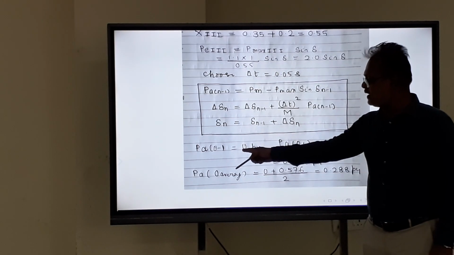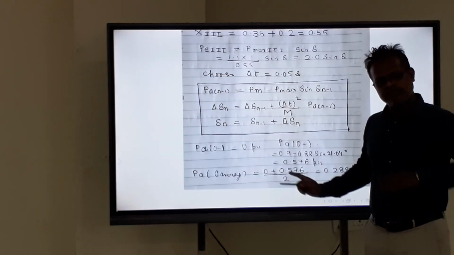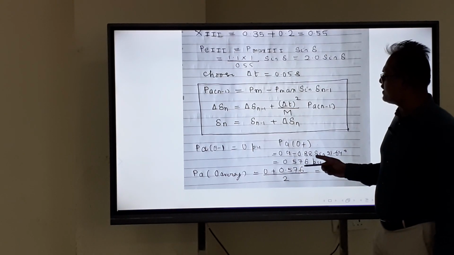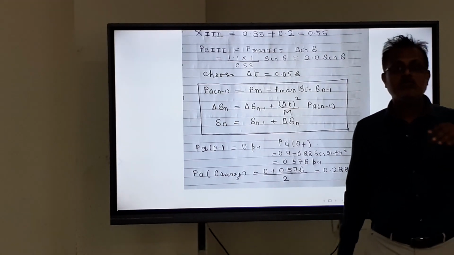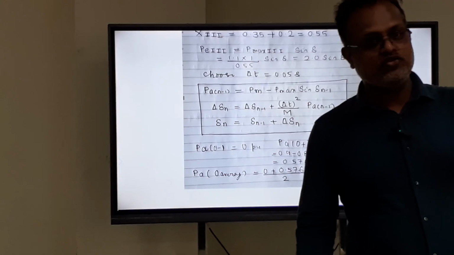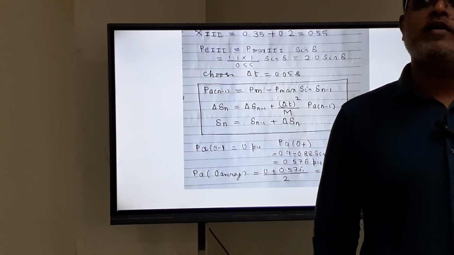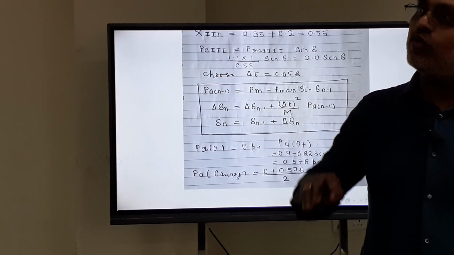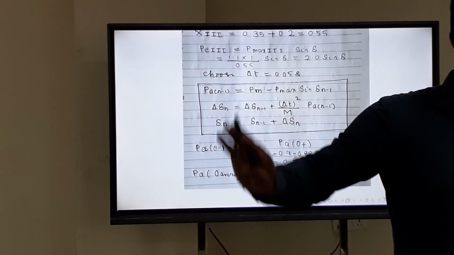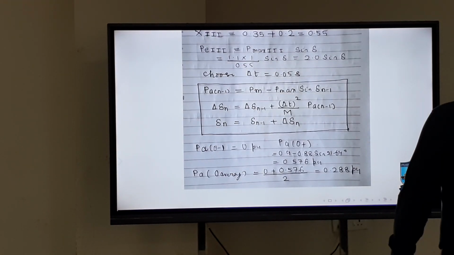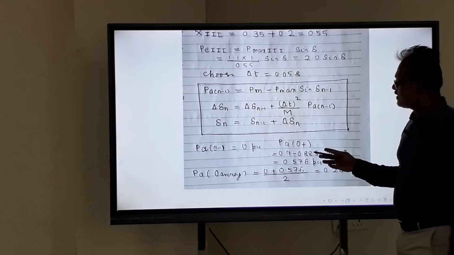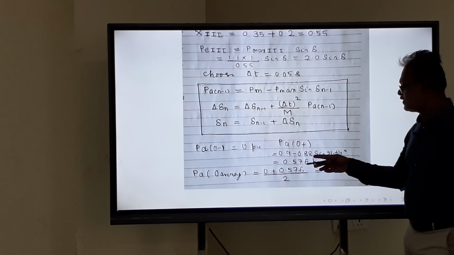accelerating power. Initially, at P0 minus, no power is transferred, so the accelerating power means there is no fault. Normal situation, P0 minus means normal situation. No accelerating power. All the power that is mechanical input is going to the electrical output. But during fault, at 0 plus, the fault occurs, because of which this is the power transfer.